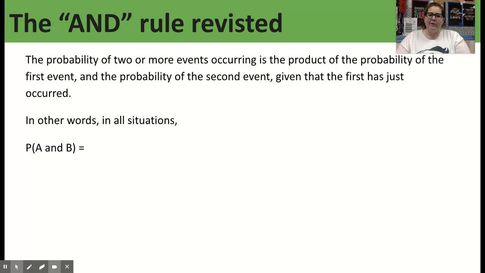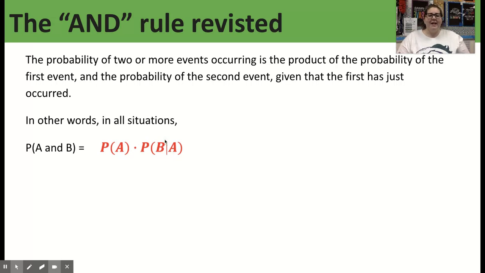So now I'm going to revisit that and give you a little bit more detail now that we've talked a little bit about that given or conditional probability. So the probability of 2 or more events occurring is the product of the probability of the first event and the probability of the second event given that the first has just happened. So in other words, our actual formula for and is we do the probability of the first thing times the probability of the second thing given that the first just happened.